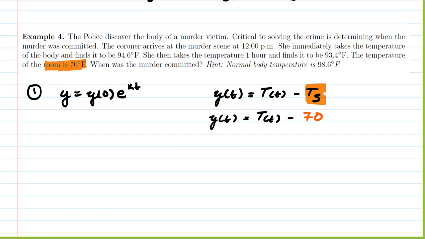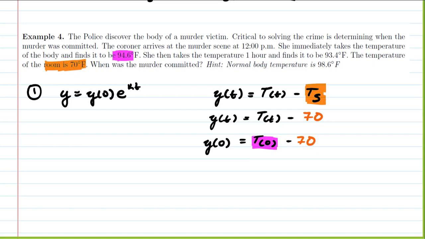All right. So we then need to find out, well, what is y of 0? Well, y of 0 is going to be the same as T of 0, take away the 70 that we just found. Well, T of 0 is our starting temperature. What was the temperature of the body when the CSI showed up? So when she showed up at noon, she immediately took the temperature of the body, and it was 94.6 degrees.